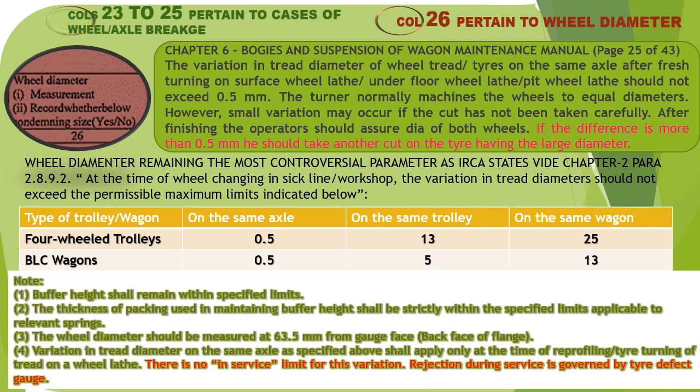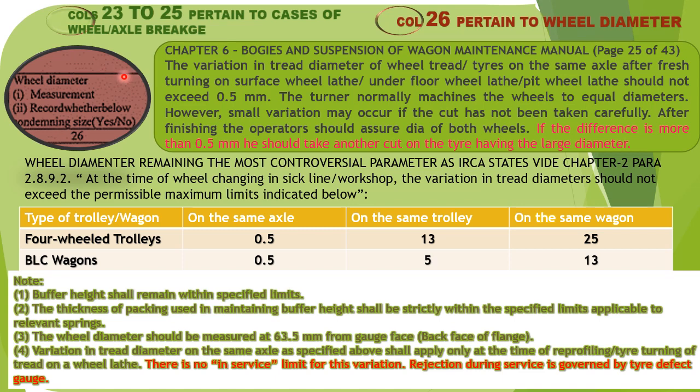Columns 23 to 25 pertain to cases of wheel and axle breakage. I am just skipping it because it's a known cause of derailment. Column 26 pertains to wheel diameter. Now, wheel diameter measurements record whether it is below condemning size, yes or no. So first we should know the condemning size, and then the wheel diameters are measured.